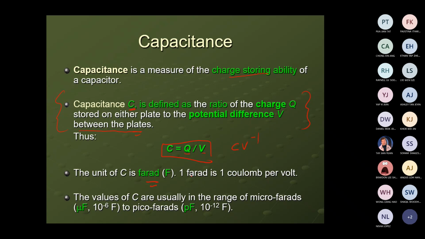So if it is 1 farad, what you should understand is it is capable of storing 1 coulomb of charge per volt. If you have a capacitor stated as 1 farad, you can store 1 coulomb of charge for every 1 volt you apply to the capacitor. If you apply 10 volt, you can store 10 coulomb, and so on. So that's what is meant by 1 farad.